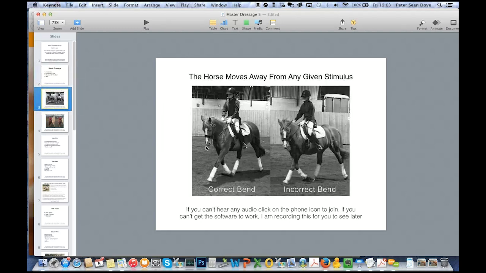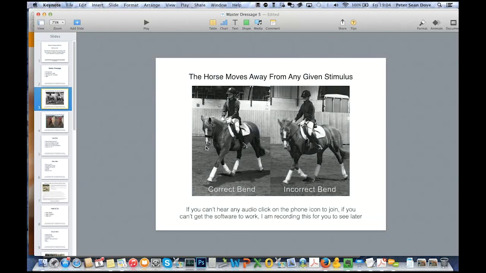One of the phrases Mary used in her book was the horse moves away from any given stimulus. So we can start with that as the basis for all of the aids. So in this picture here, despite Millie's leg being a bit far back, and the girth being a bit far forward actually, and the angle, what she's showing in the left photograph, and you'll have seen this if you've read the book, is correct bend and incorrect bend. But what we actually see here is her on the photograph on the right putting more left thigh on, more left leg on, more left rein on, and it's actually pushing the horse out to the outside.